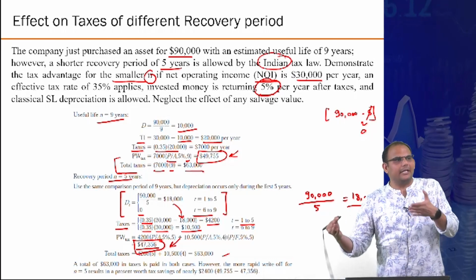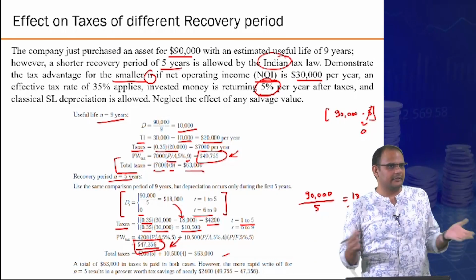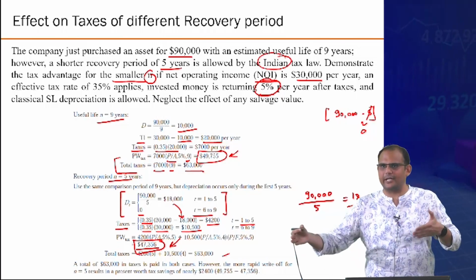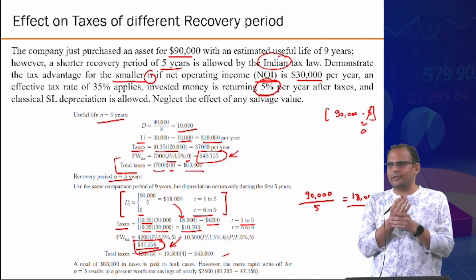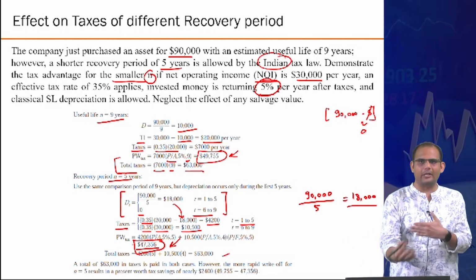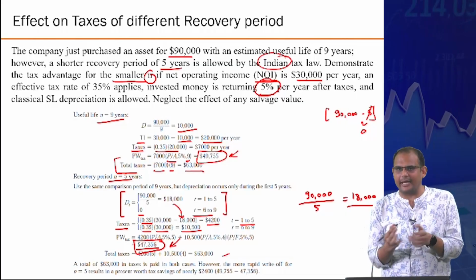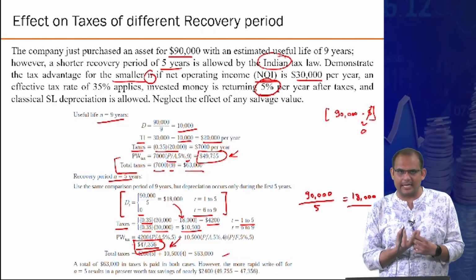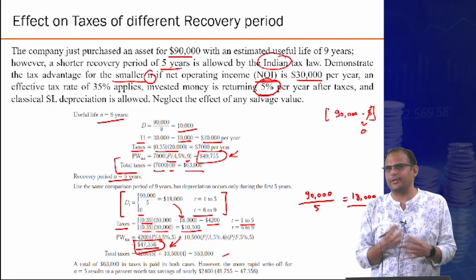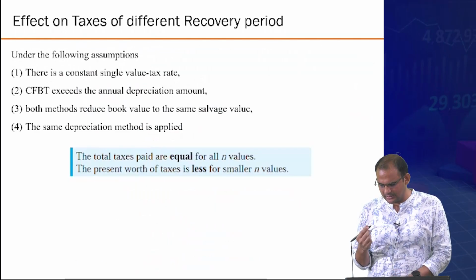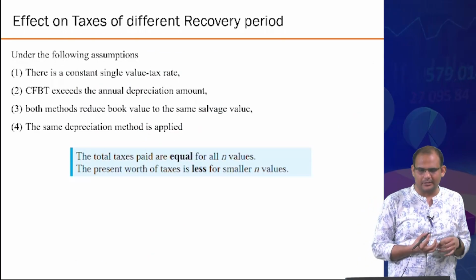Even though the total tax amount you are paying in this case is the same, distributed over the entire time, the net present worth of the tax that you are paying is lower in the second case, which is the shorter life case, the higher depreciation case, and therefore that is better for you because you don't want to pay high taxes. So this is in general the concept.